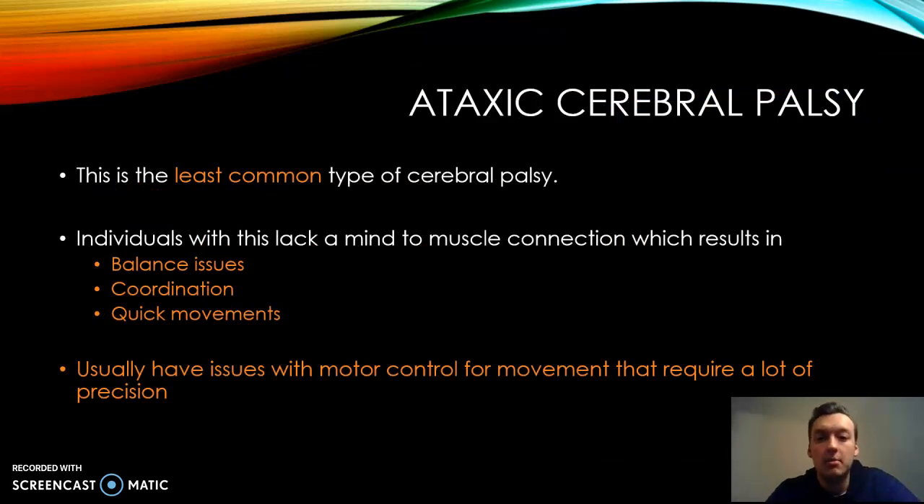Ataxic cerebral palsy. Out of the three, this is the least common. Only about 6% of people that are diagnosed with cerebral palsy suffer from this type. With ataxic cerebral palsy, individuals lack the mind-muscle connection. Some issues they can have are balance issues, coordination issues, and they may have difficulty with quick movements. They usually have issues with motor control that require a lot of precision. So an example of a task that requires a lot of precision is like writing their name or even walking, like I said. So that's a common thing between all three, that they may have difficulty walking.